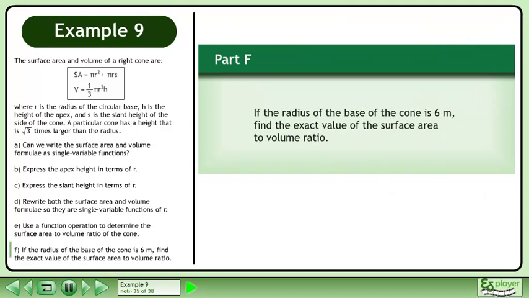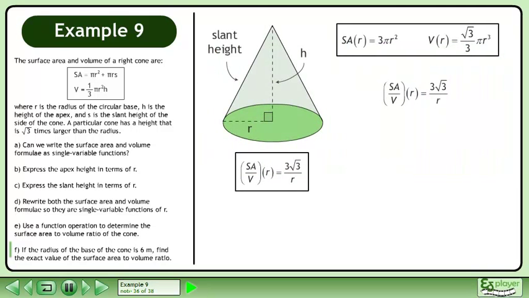Now we'll move on to part F. If the radius of the base of the cone is 6 meters, find the exact value of the surface area to volume ratio. Begin with the result from part E. The radius of the base of the cone is 6 units, so replace the function input with 6. Reduce the fraction to get root 3 over 2. This is the surface area to volume ratio.